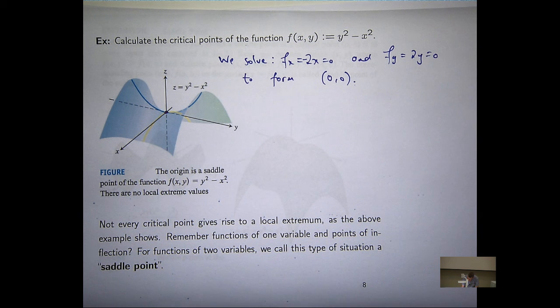So can someone tell me why isn't that a local max or a local min? If you look at that, we've got a critical point, but this sort of example is designed to show you that a critical point may lead to a maximum, may lead to a minimum, or in this case, neither. Why isn't the origin a max or a min? Anyone know?